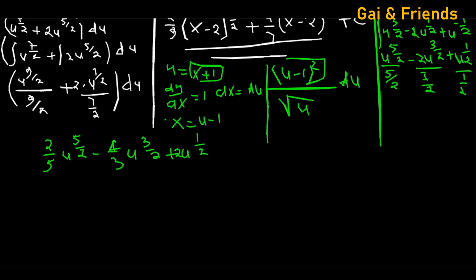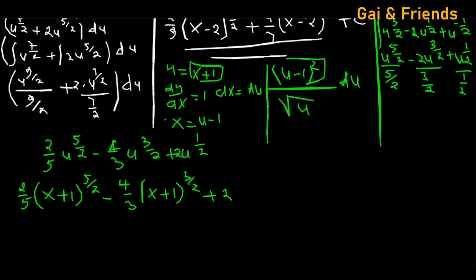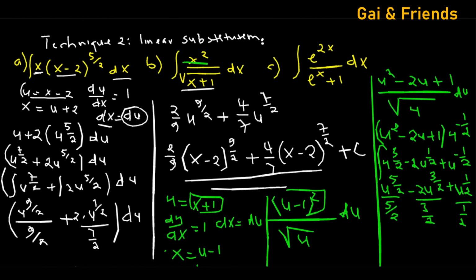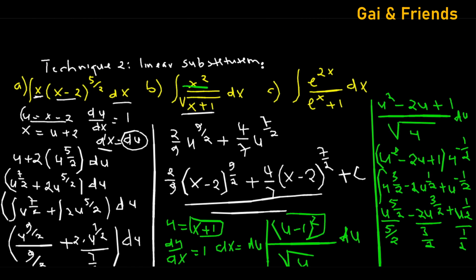So it's going to be 2 out of 5. Then you put the value of u, which is x plus 1, raised to the power 5 out of 2 minus 4 out of 3 x plus 1 raised to the power 3 out of 2 plus 2 outside x plus 1 raised to the power 1 out of 2 plus c. Now this one is the solution to your problem, and this is the second problem. Now let's go to the third.